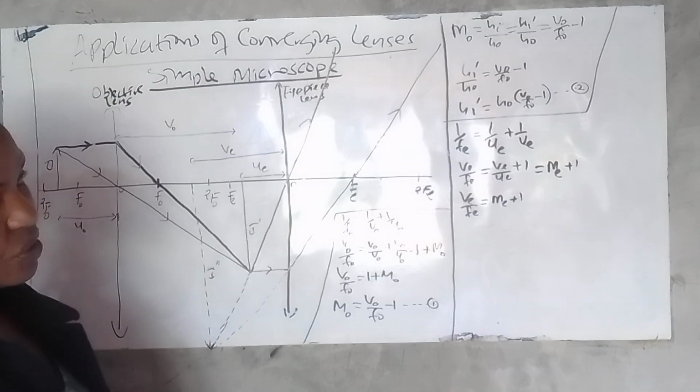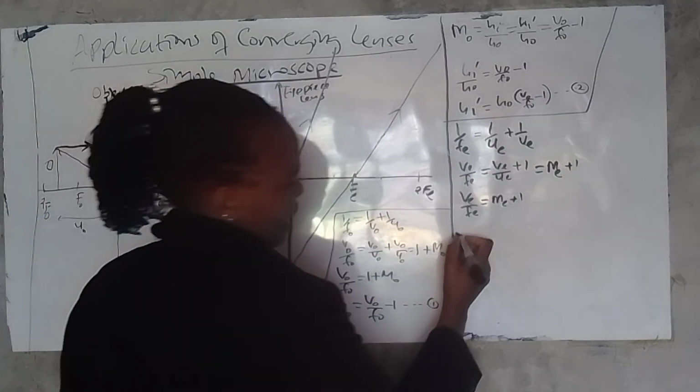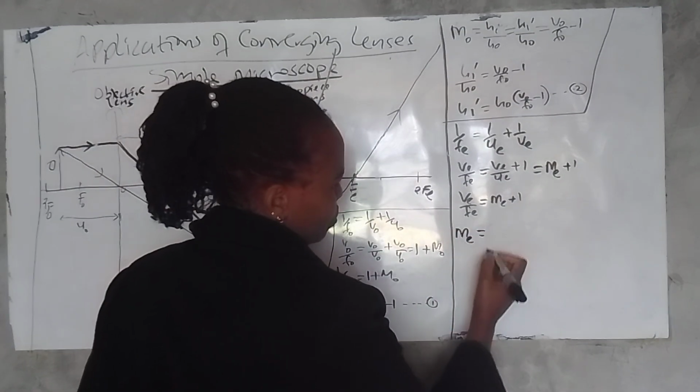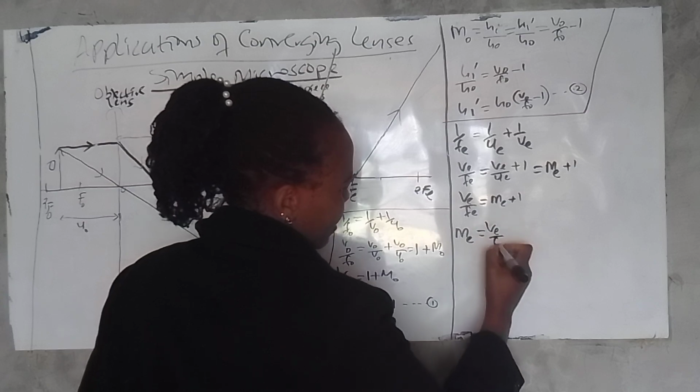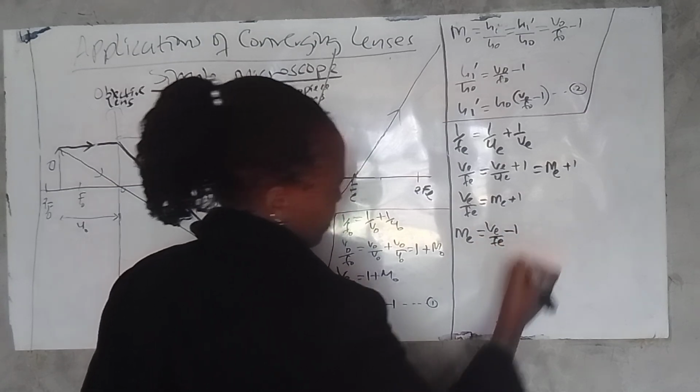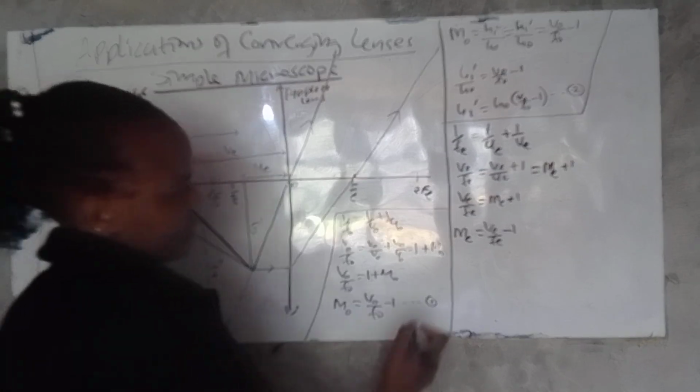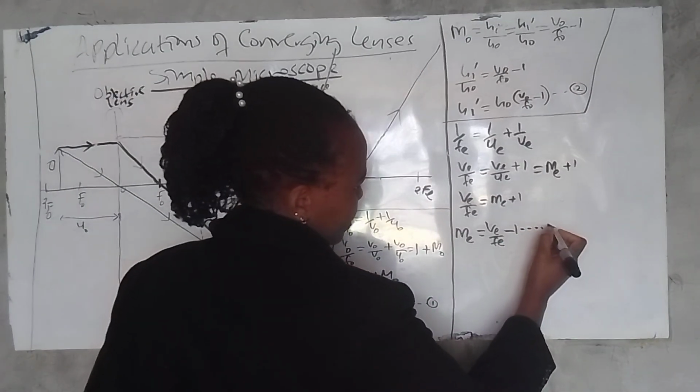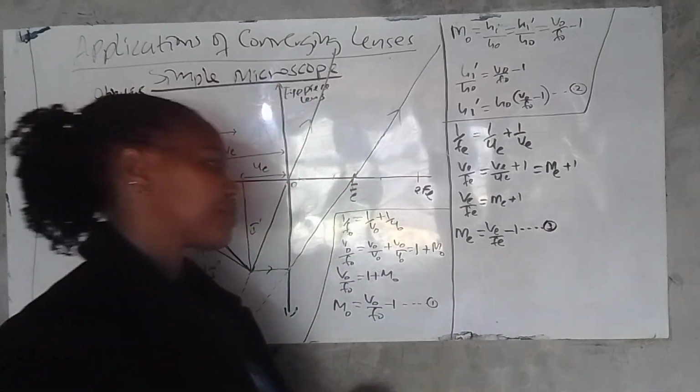So make that magnification the subject. ME will be equal to VE over FE minus 1. That equation is very important. Let's call it equation number 3.